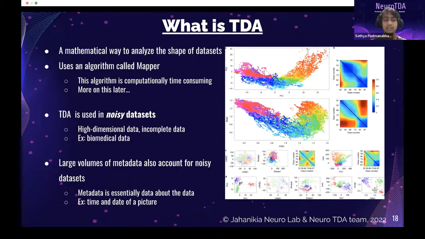So TDA is used in noisy data sets a lot. So this is high dimensional data, incomplete data such as biomedical data, where the shape takes a lot of dimensions and a lot of volume. And so metadata also accounts for this, which is basically data about the data. And for example, it's like the time and date of a picture. So if the data of a picture is like the colors and the pixels or the objects you can see, the metadata would be the time and date of that picture. And though the large volumes of metadata can take up a high volume of shapes, and that's why we use TDA to try and discover and decompose that.